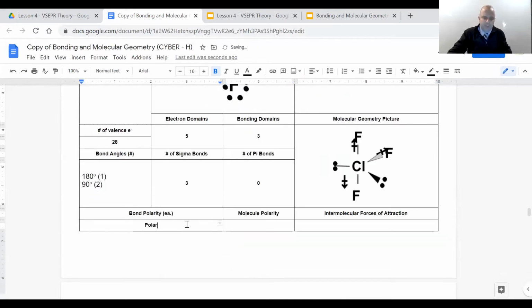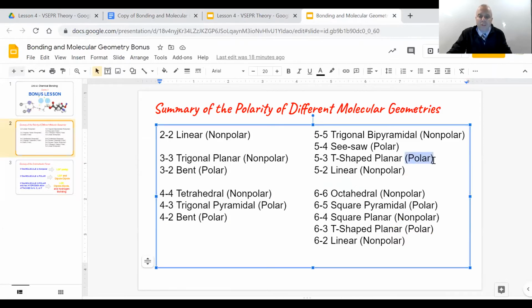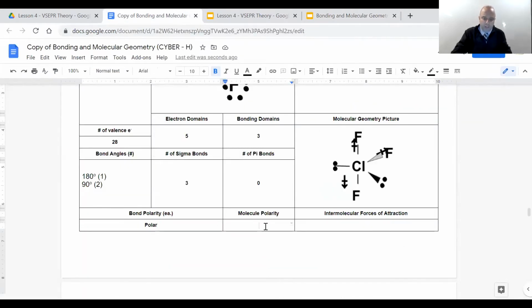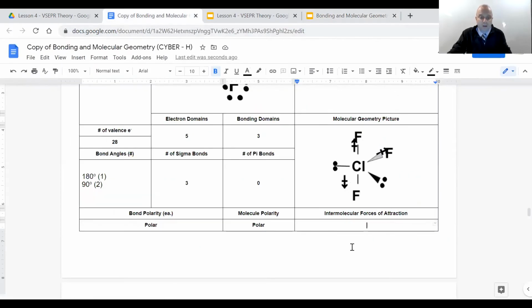The bond polarity, as we said, is always going to be polar. Now, in this case, when we have a 5-3, we have a molecule that is always going to be polar. So we're going to put in polar here, and then in terms of our intermolecular forces rather, we have polar, we don't have any hydrogen bonding, so we have LDF and dipole-dipole. Okay, so that completes our 7th example.